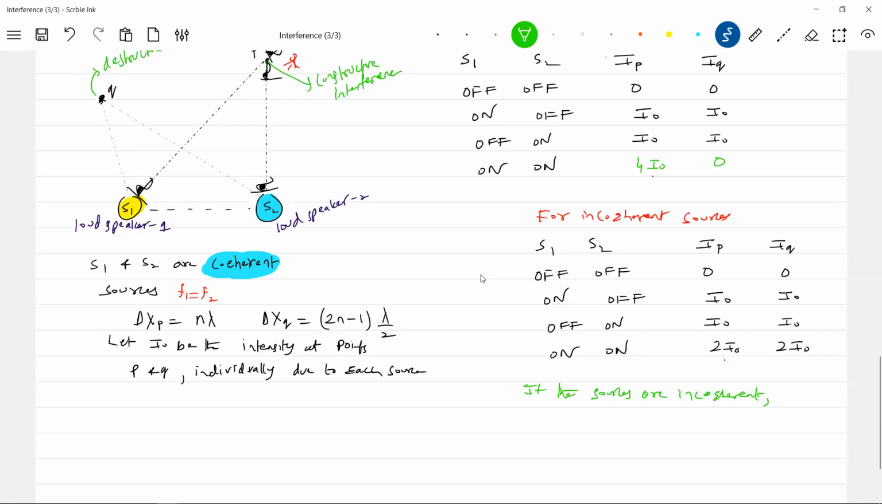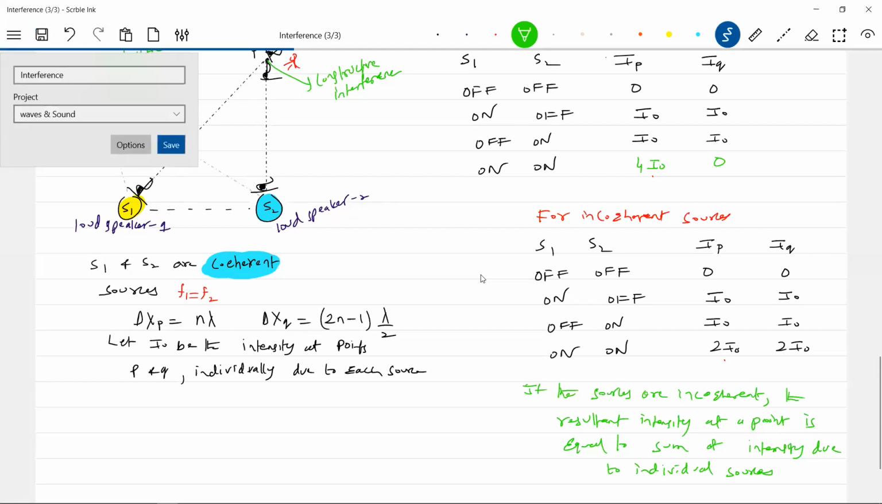If the sources are incoherent, the resultant intensity is equal to the sum of the intensity due to individual sources. Okay, fine. There's incoherent and coherent, they are separate.